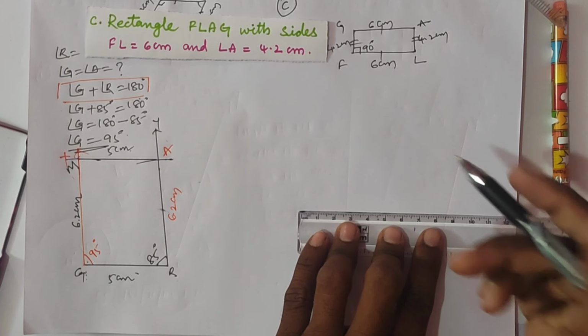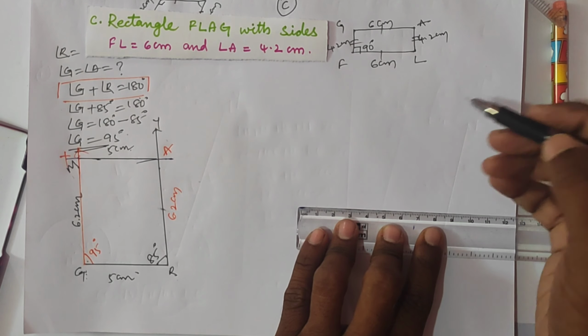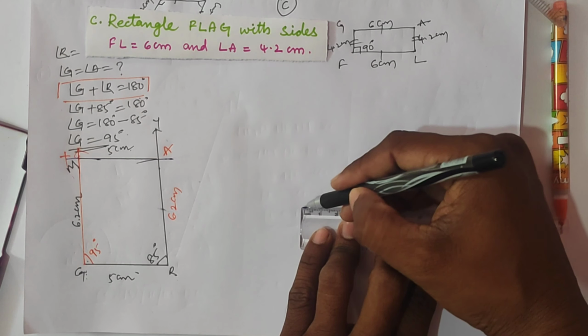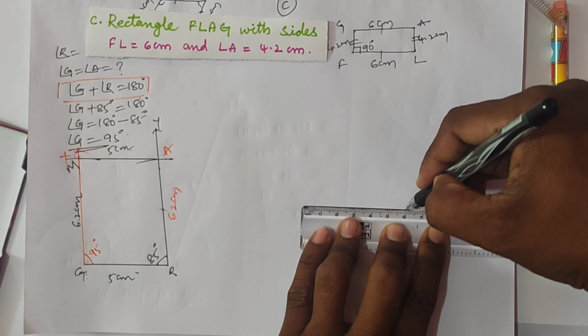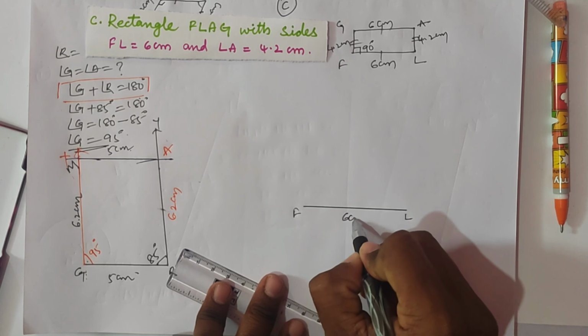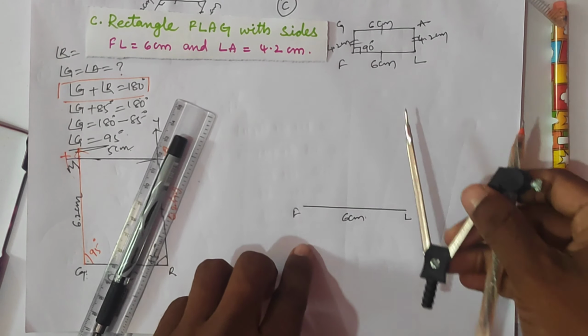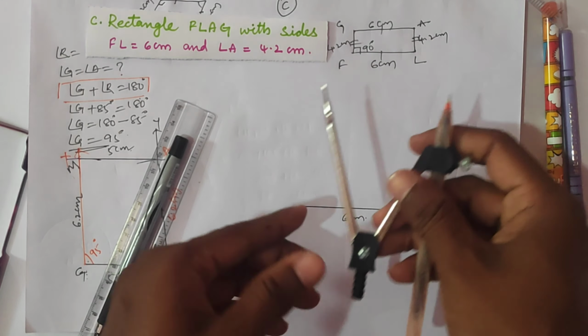So first, considering the base, F to L. What is the measured line segment? 6 centimeters. So this is F to L, 6 centimeters. The angle is not given, so we have to construct it, because each angle is how much? The measure is 90 degrees.